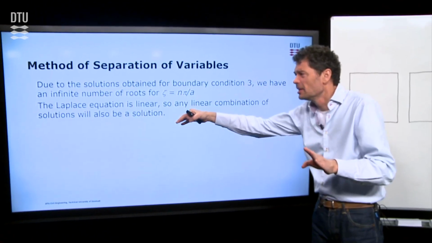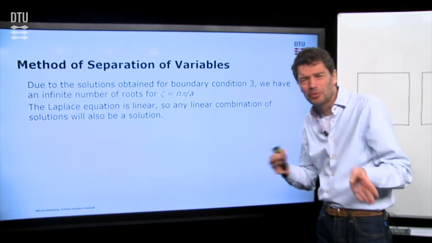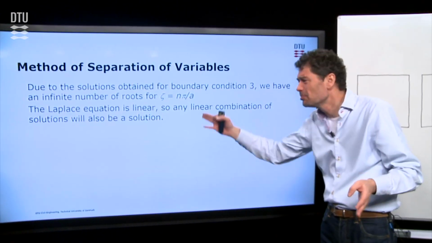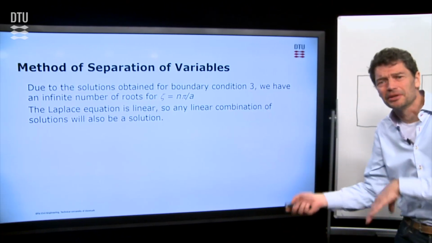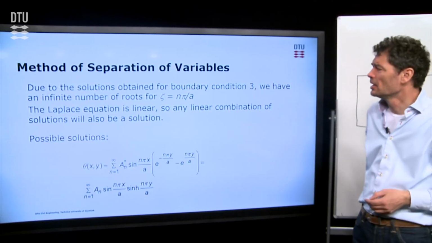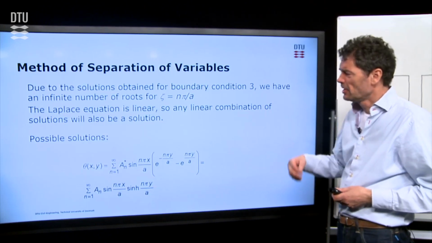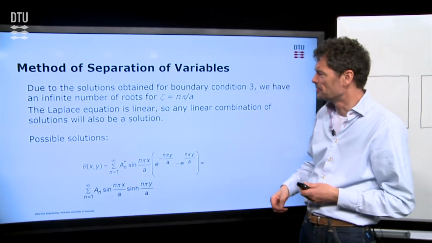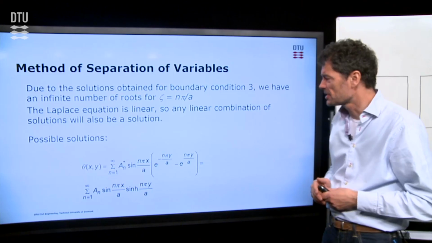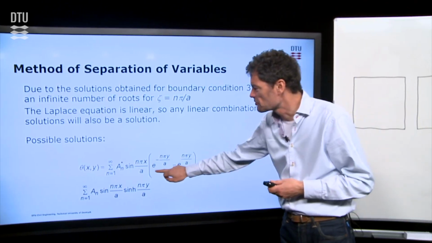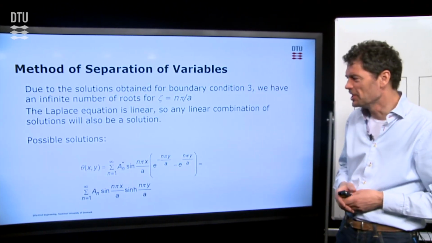And any solution, in addition to another solution, will also be a solution because the Laplace equation is linear, so we can add solutions together. So that means that if we take the solution from before and insert this value for zeta, well, then this will be our equation here.